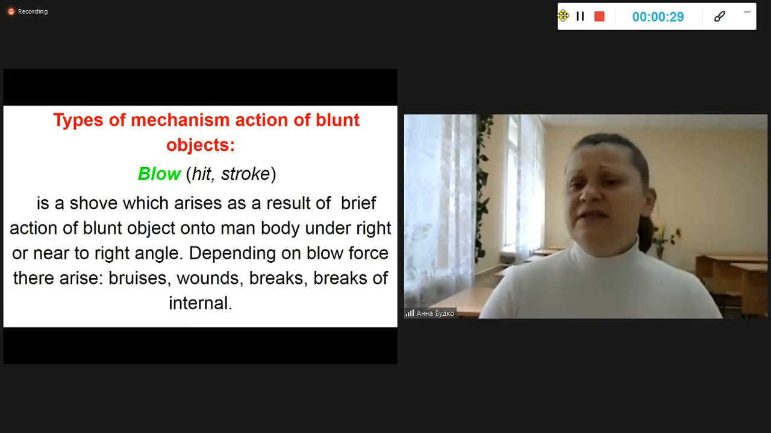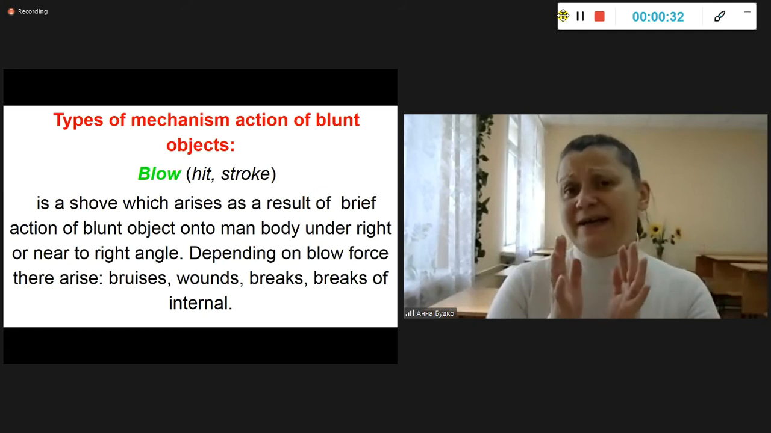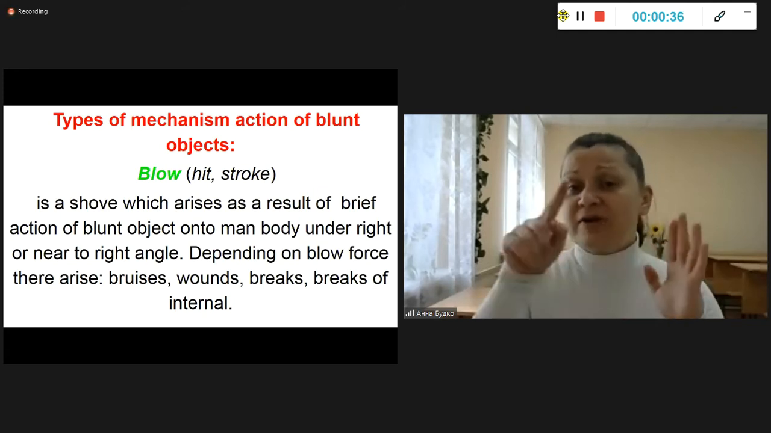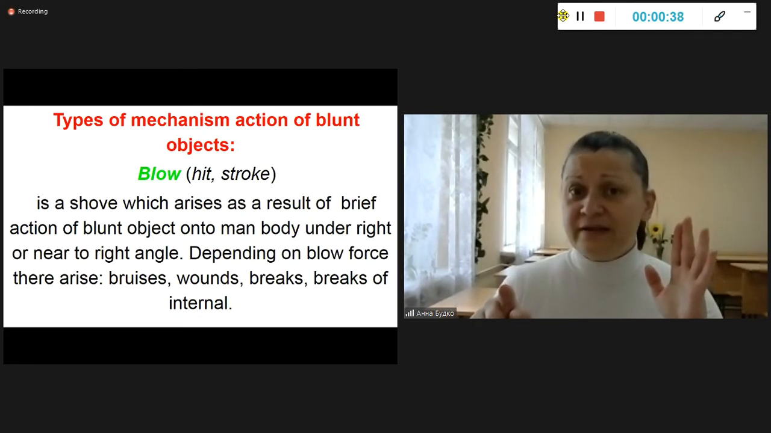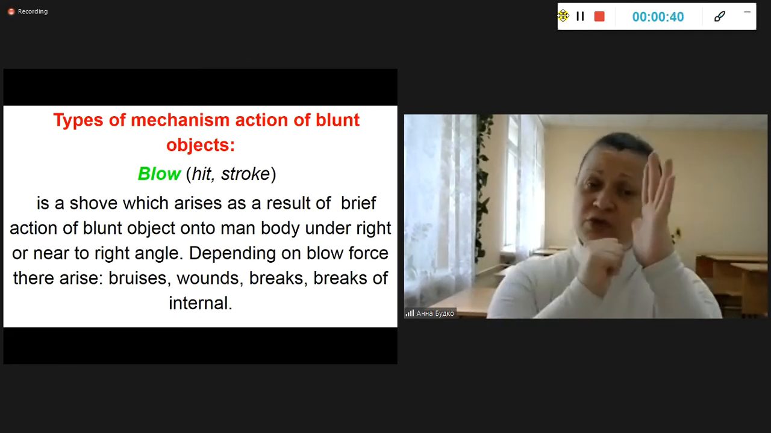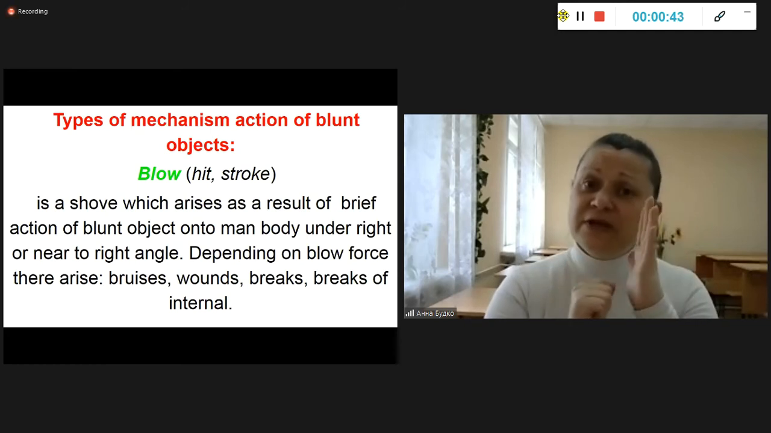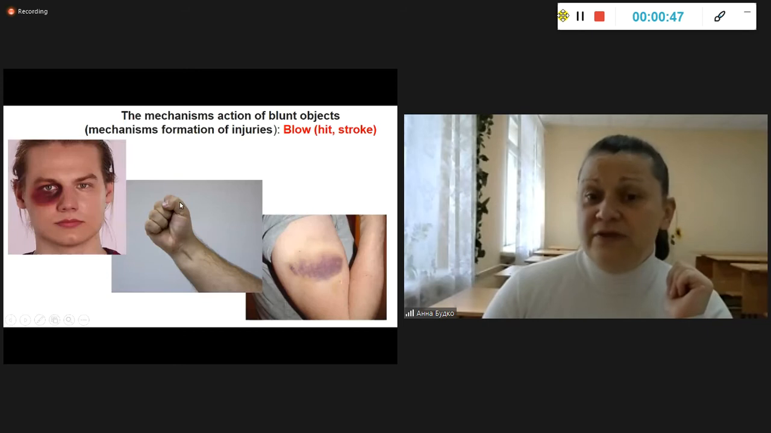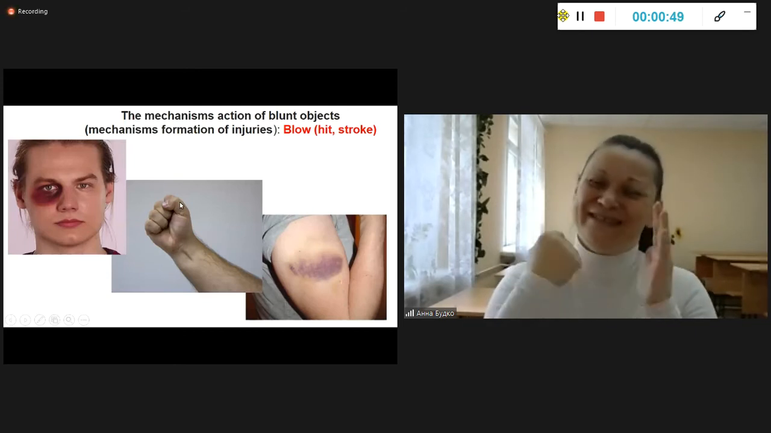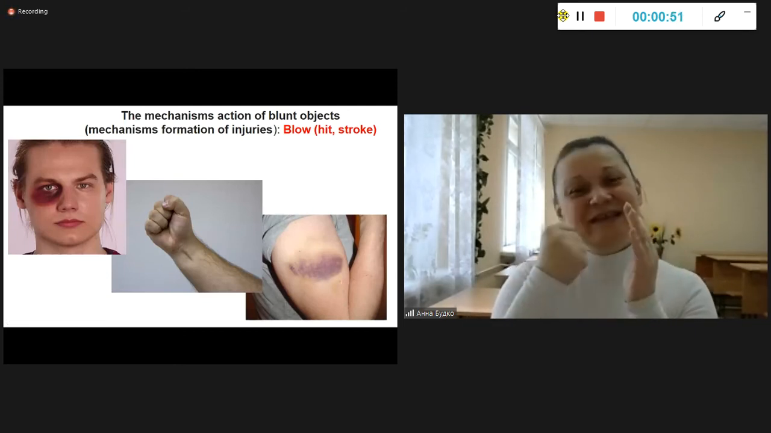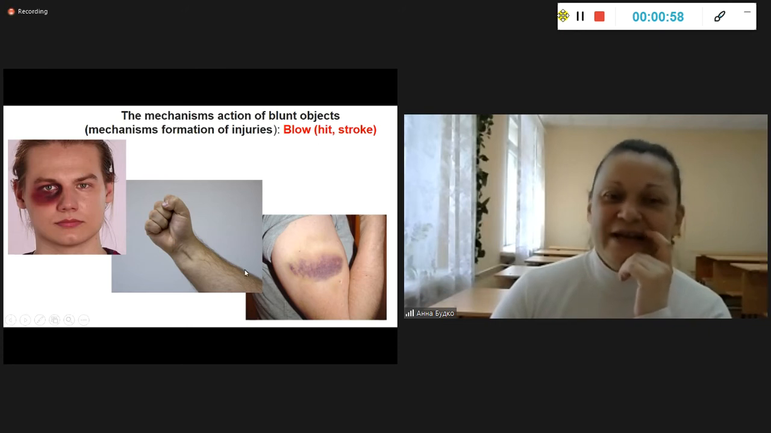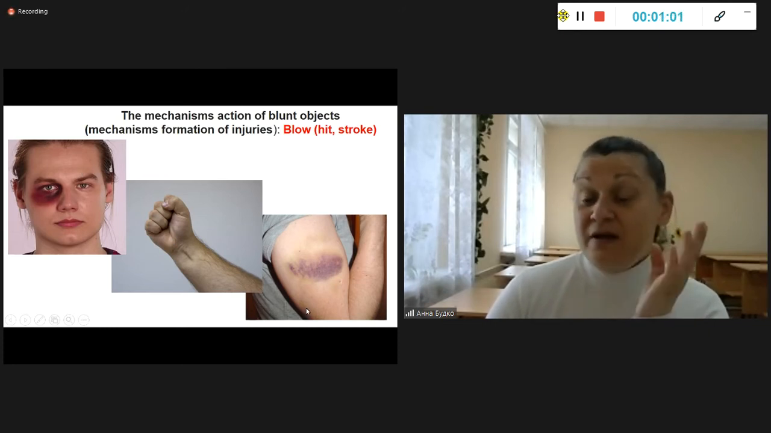mixed learning, I presented this definition: this action has a short time, very quick, a short action under a right angle. Under a right angle, because if we take an acute angle, this is friction. So, due to a blow, if we take a hand, my dear friends, this blunt object with a flat limited surface, in this situation you can see an injury as a bruise.